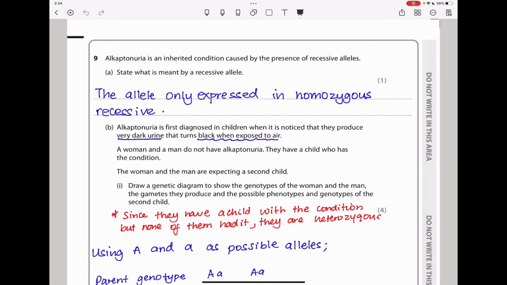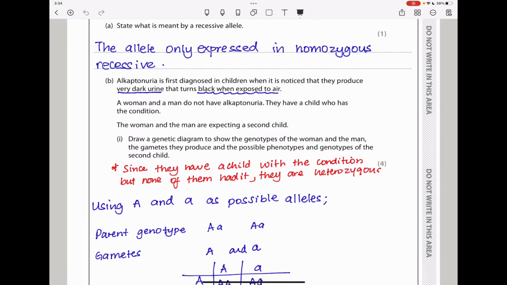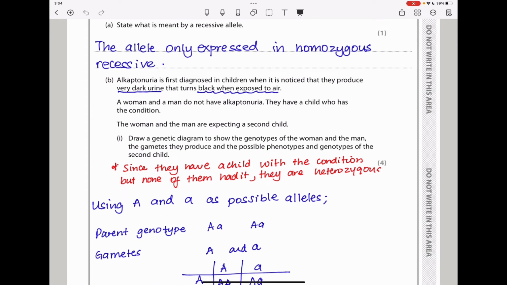A woman and a man do not have Alkaptonuria. They have a child who has the condition. The woman and the man are expecting a second child. Draw a genetic diagram to show the genotypes of the woman and the man, the gametes they produce, and the possible phenotypes and genotypes of the second child.